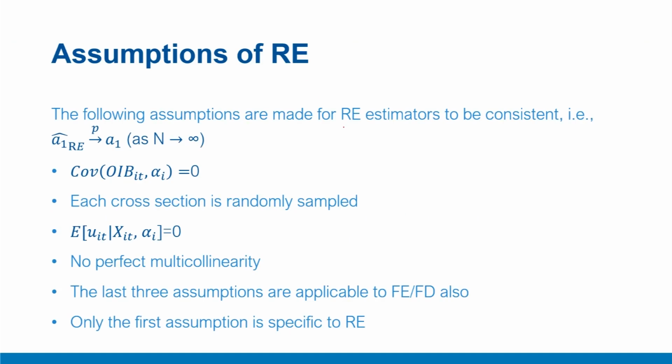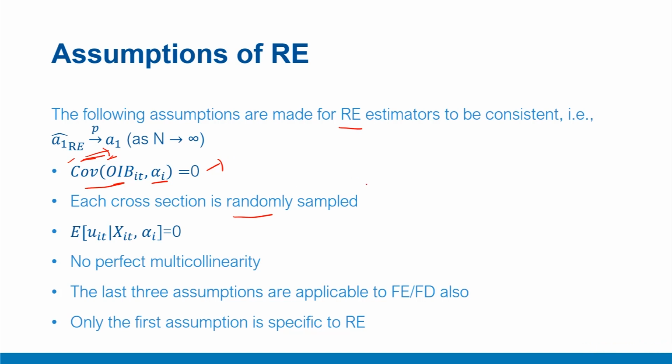When we talk about consistency of RE, random effect estimates, asymptotically, the following assumptions need to hold. So asymptotically, if random effect estimates have to converge to the population parameter A1, then first and foremost, the unobserved heterogeneity needs to be uncorrelated with the order imbalance term so that endogeneity is avoided. So there is no endogeneity.